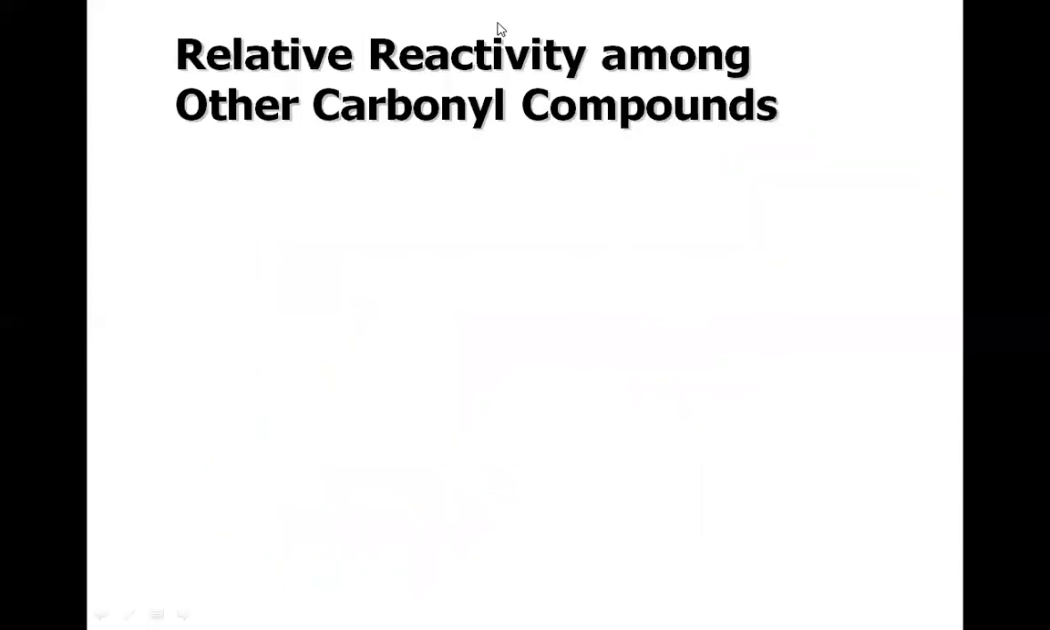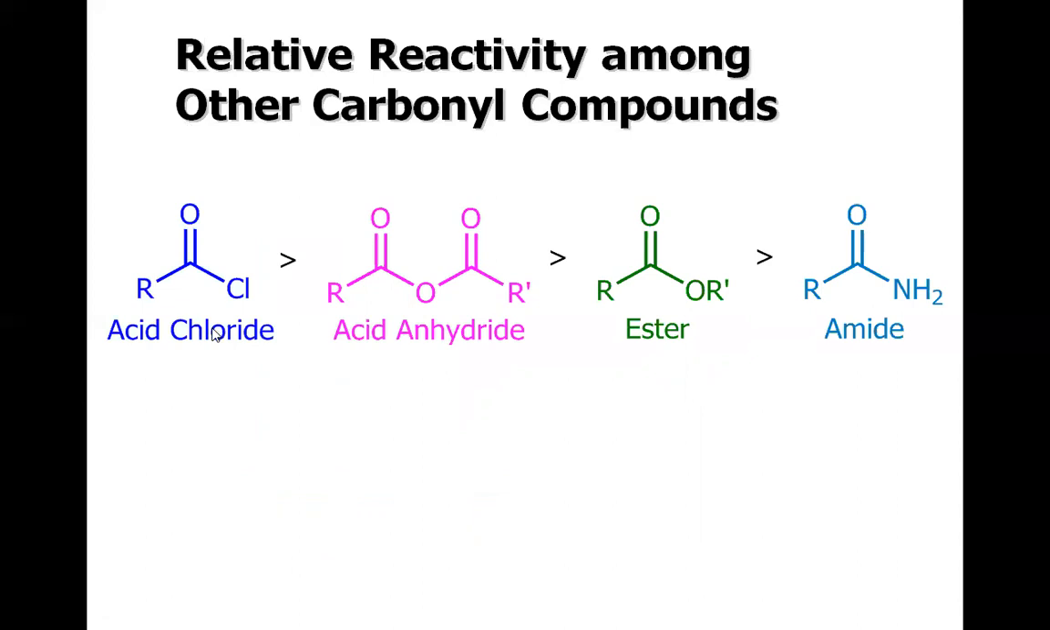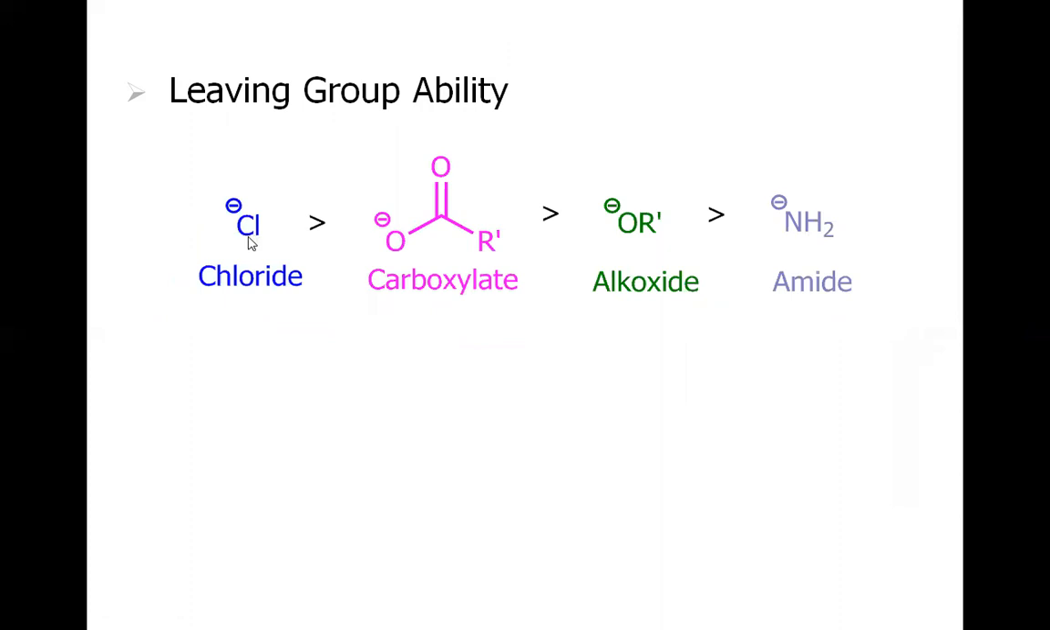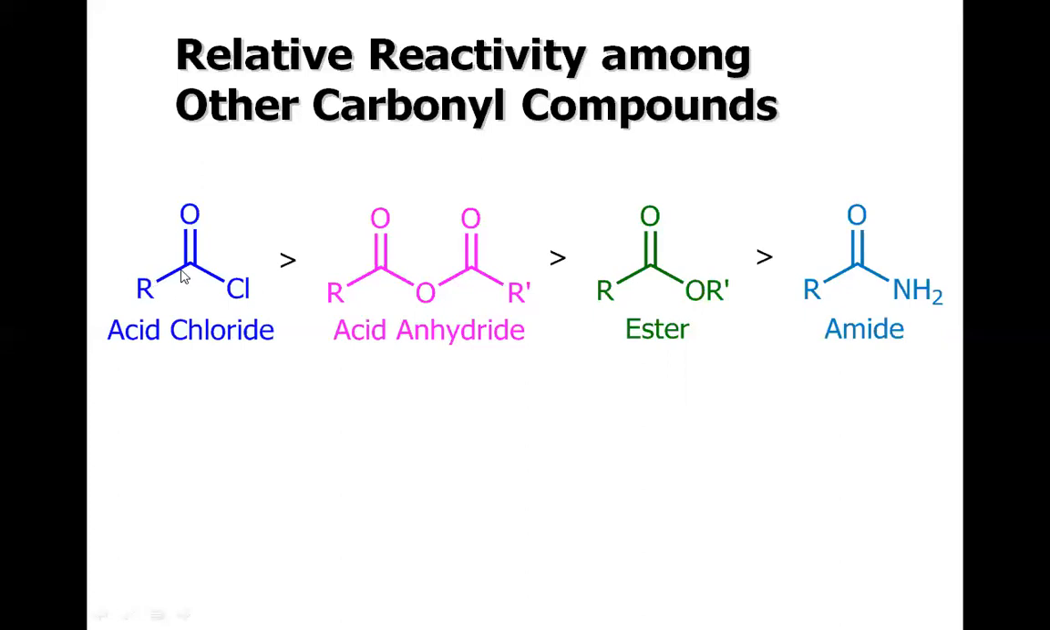Now let us discuss the relative reactivity among other carbonyl compounds. Here is a ranking: the acid chloride is the most reactive, then acid anhydride, then ester, and then amide. So what makes the acid chloride the most reactive, followed by the anhydride, then ester, and then amide? It depends on the leaving group ability. The chloride is the best leaving group, then carboxylate, then alkoxide, then amide. Remember, this is most reactive because this is a good leaving group. This is second most reactive because this is also a good leaving group, and this is the least reactive because this is not a good leaving group.